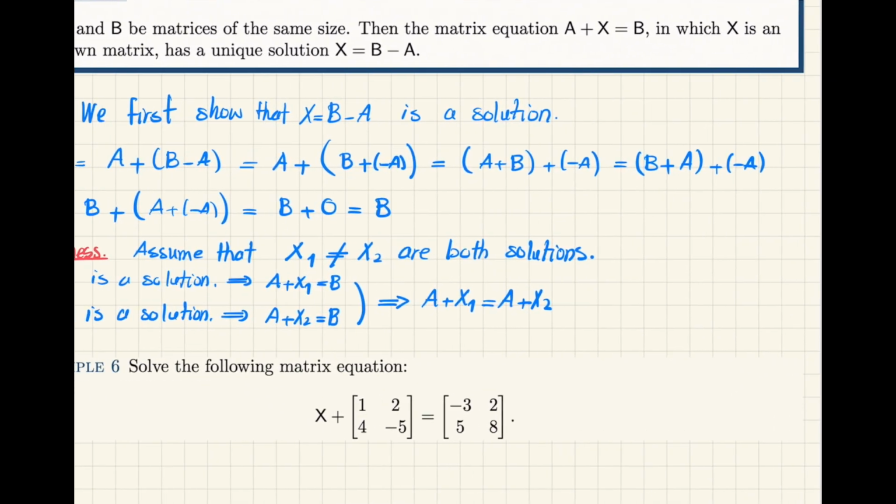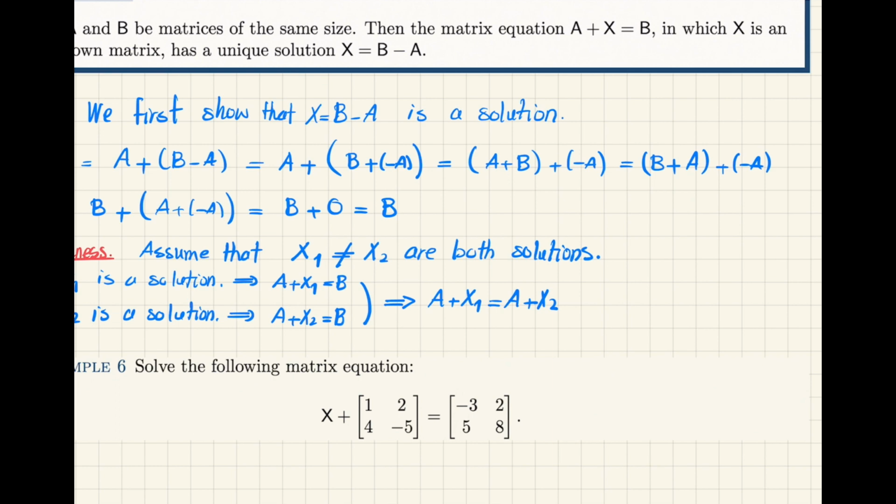Yes, and then I see that I can use it immediately here. Why? Because this matrix is equal to this matrix, and then this matrix is in common. So by additive cancellation law, I can cancel this and conclude that x1 is equal to x2, but that is a contradiction because I assumed that these are distinct solutions.